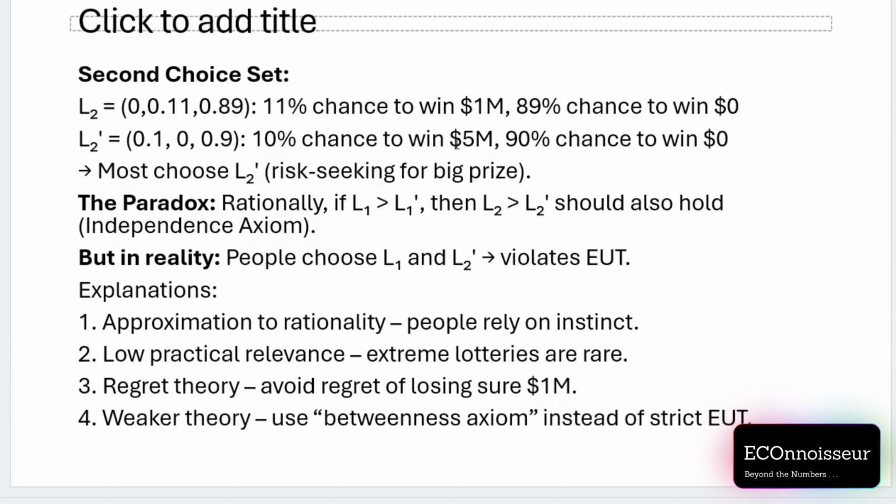So what's the paradox here? The paradox here is that rationally, if someone chooses lottery L1 more than lottery L1 prime, then he must choose L2 rather than L2 prime. That is the independence axiom. But in this case, the people first chose lottery L1 more than lottery L1 prime, and then they chose lottery L2 prime more than lottery L2.